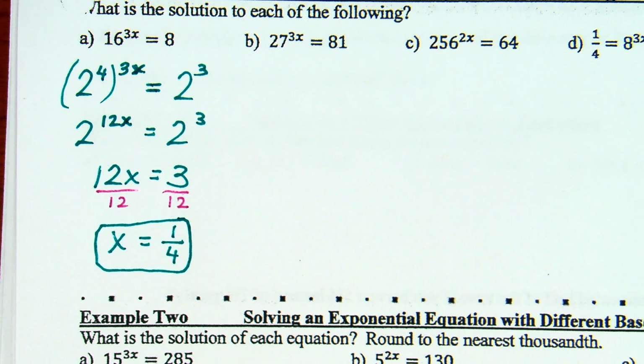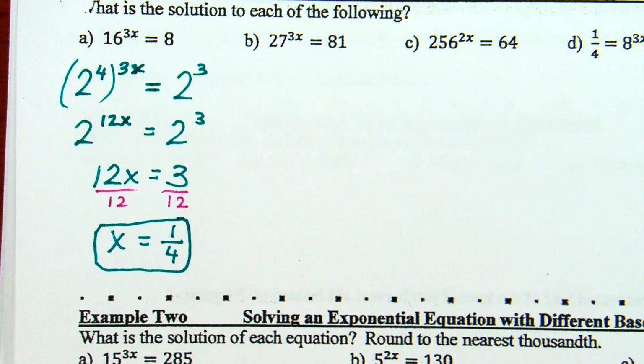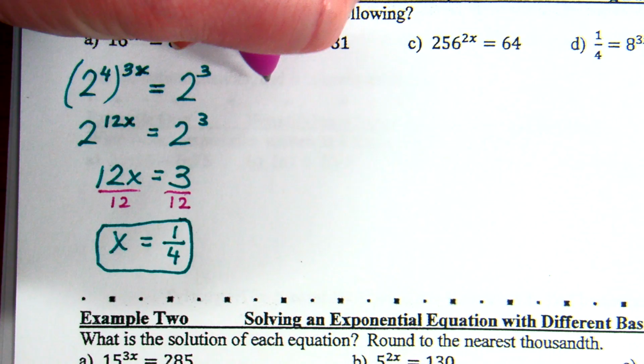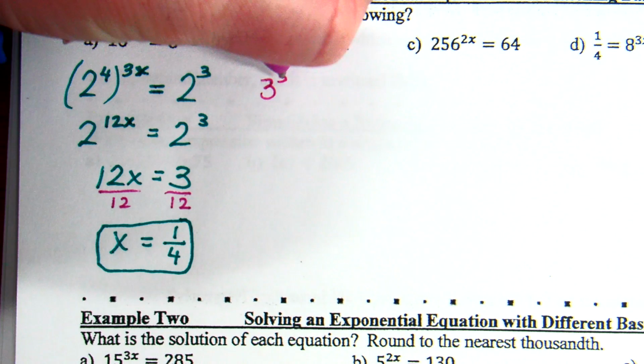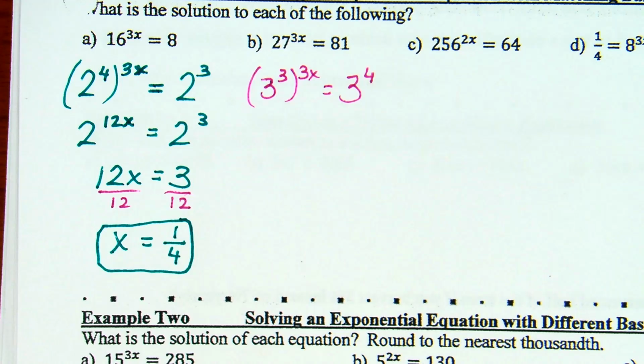Okay, ready to try B? Let's try B. 27 to the 3x equals 81. Eli says he sees 27 and 81 both in the 3 column. And again, it's all about them being in the same column, isn't it? So let's do a rewrite. 27 is 3 to the 3rd, that's going to be raised to the 3x. 81 is 3 to the 4th. What's that step I take here?